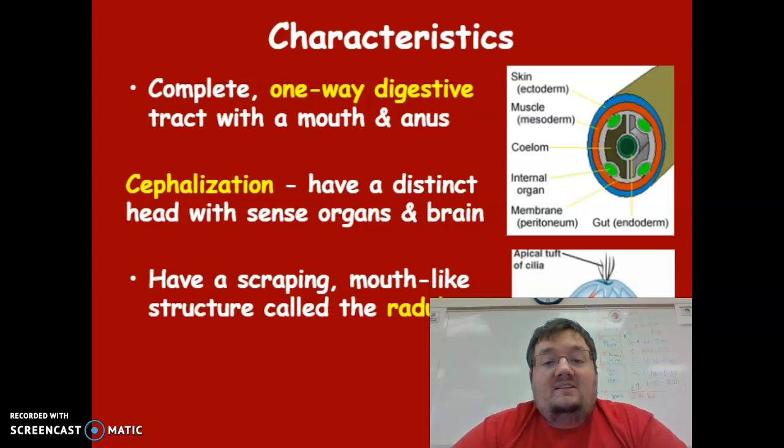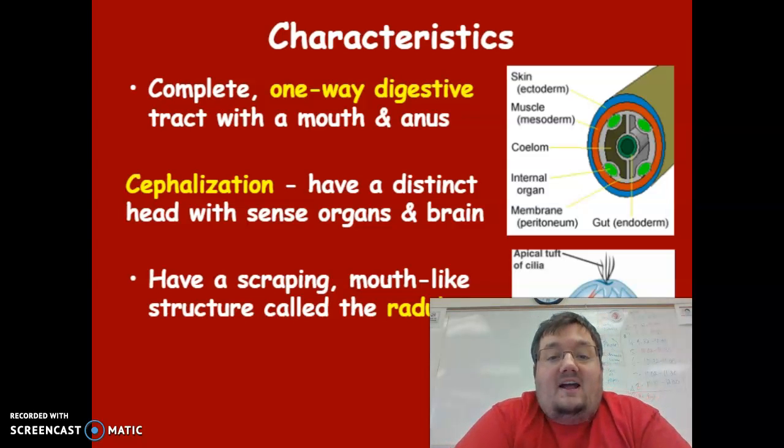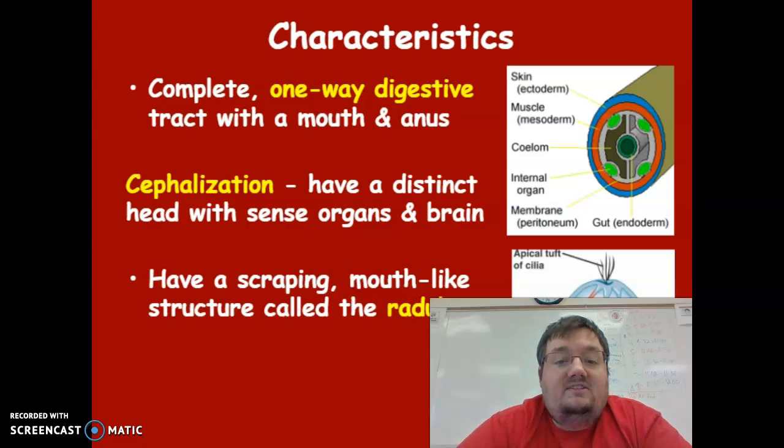Mollusks are cephalized. If you guys remember that term from chapter 9, that means that they have a distinct head region that has most of the sensory organs as well as a brain. When we looked at Cnidaria and sponges, they had no such cephalization. They didn't have a head with sensory organs and they didn't have a brain either.